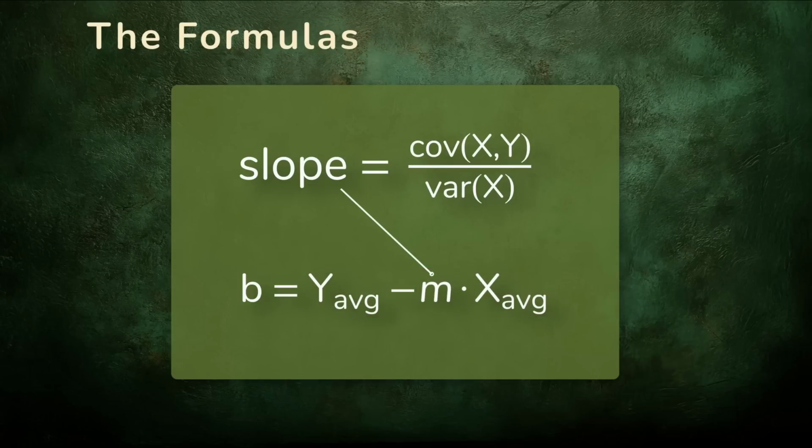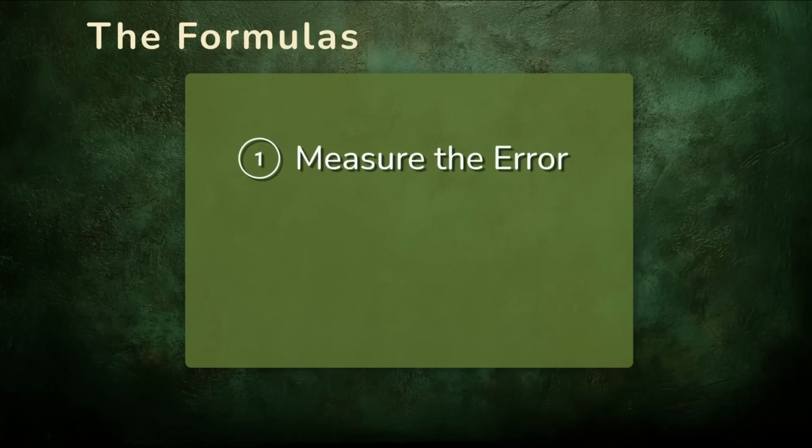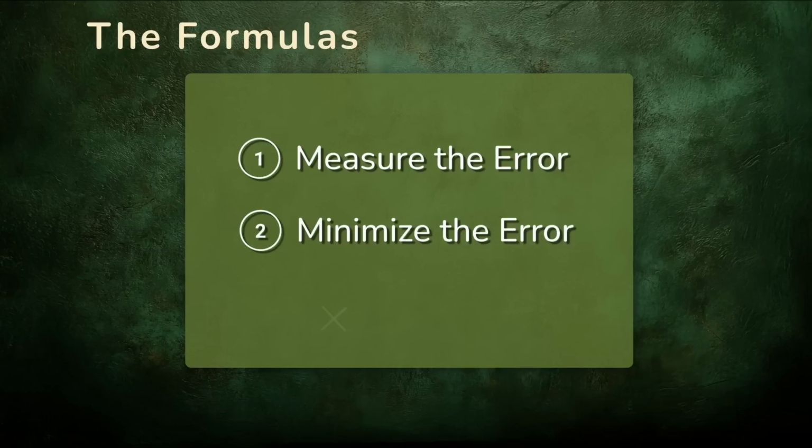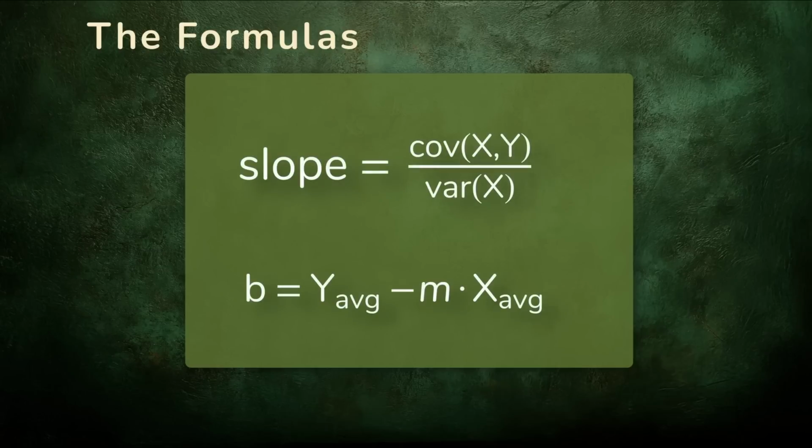Why didn't we just hand you these formulas from the start? Because the real value here isn't just in knowing the answer. It's in understanding how we break down a problem, measure the error, then minimize it. That's a problem-solving approach you can use over and over again, whether you're doing more complex regressions in math, science, or even AI. Let's demonstrate these newly revealed formulas with our 3-point example.